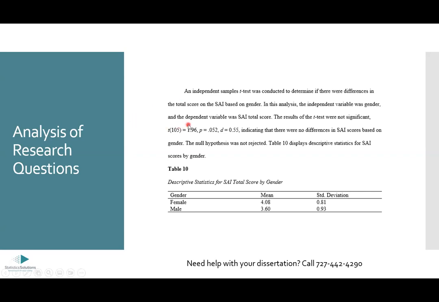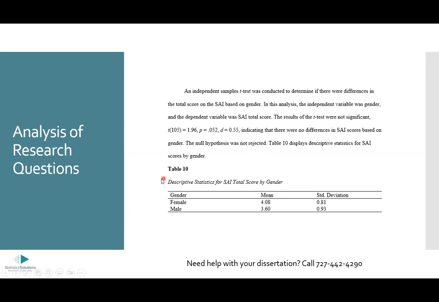So they're identifying their independent and dependent variables. In this case, the independent variable is gender, and the dependent variable is the score on the inventory. And they're providing a clear statement on what the results were. So in this case, the results were not significant. Here, they're providing in APA format the results of the t-test. So we've got our test statistic, which in this case was 1.96. Our degrees of freedom, 105. We have our p-value, 0.052, and our effect size, which was 0.55. So this researcher concluded that there were no differences in SAI score based on gender. And when there are no significant differences, they failed to reject the null hypothesis.